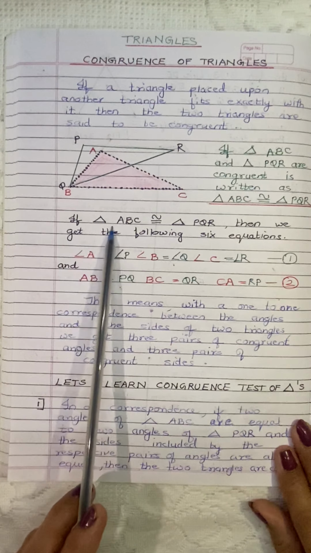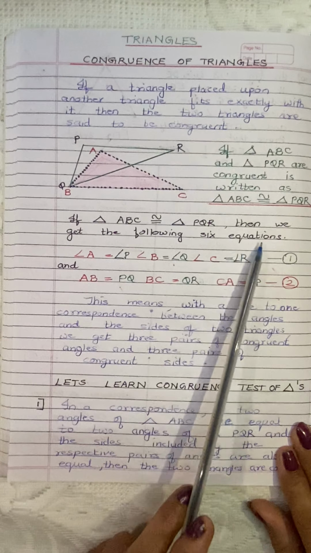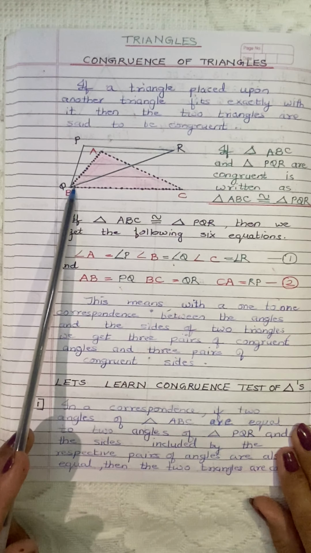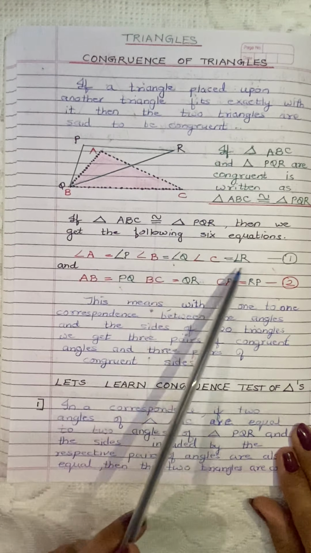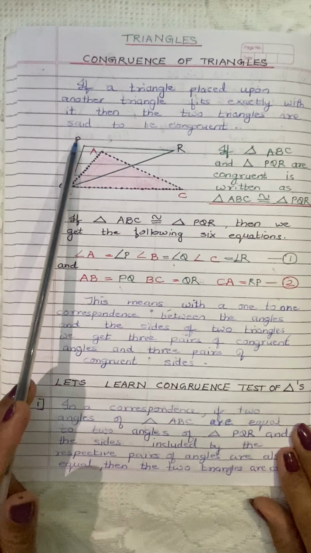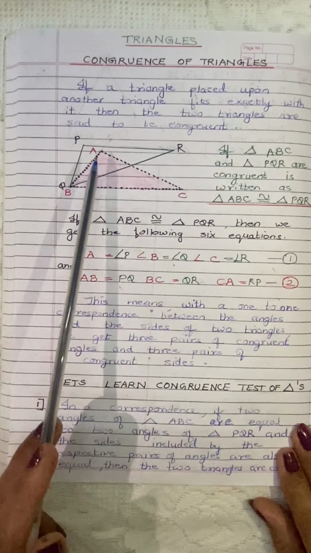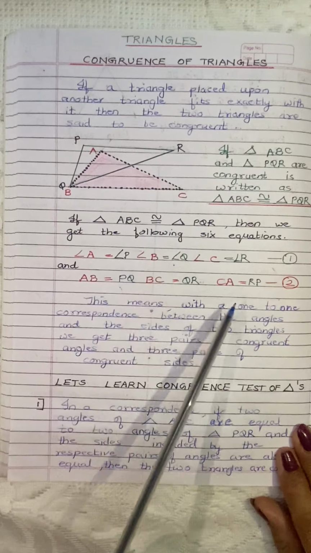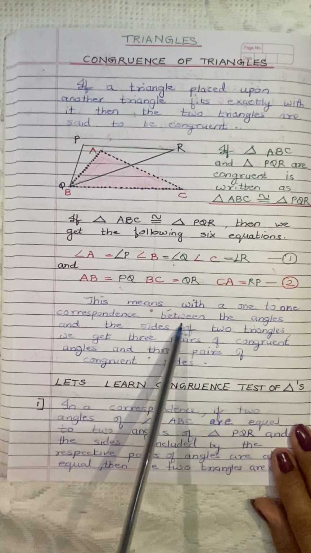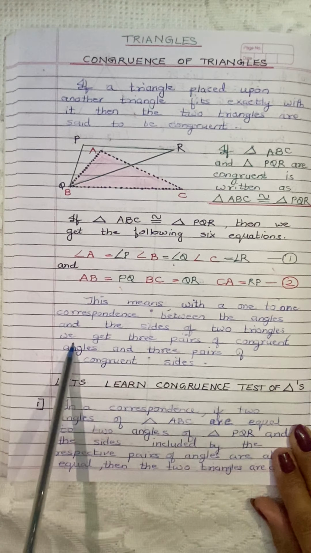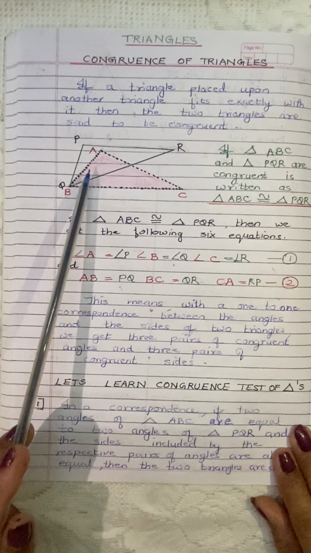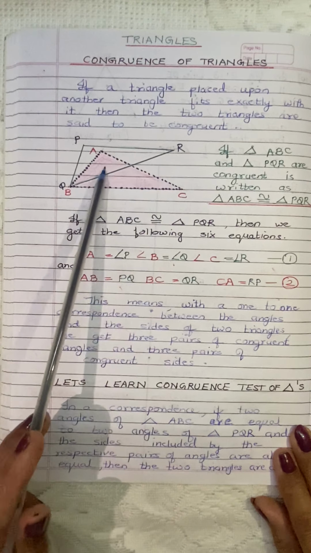We are aware of it. If triangle ABC is congruent to triangle PQR, then we get the following 6 equalities. Angle A is equal to angle P, angle B is equal to angle Q, angle R is equal to angle C. Similarly, if you look at the sides, side AB is equal to PQ, side BC is equal to QR, and side PR is equal to AC. This means with one-to-one correspondence between the angles and the sides of the two triangles, we get 3 pairs of congruent angles and 3 pairs of congruent sides.